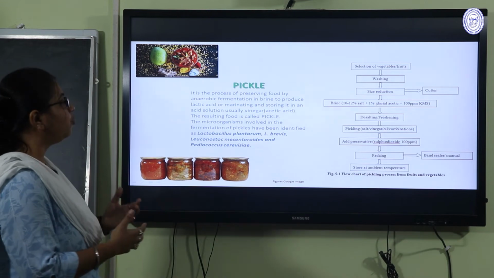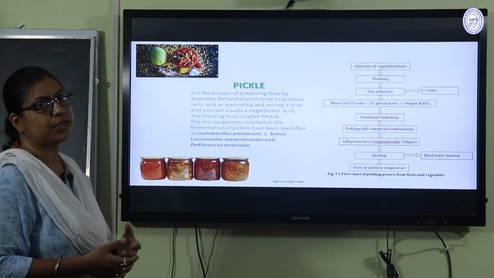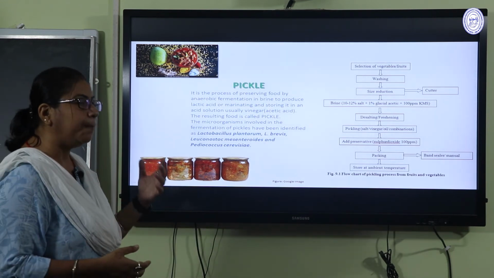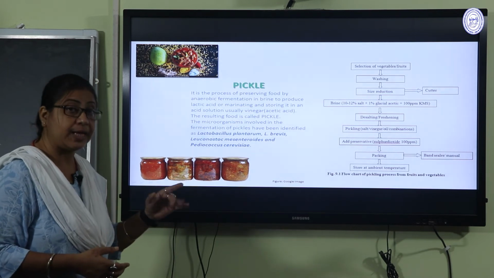So this is the flow chart of the pickling process from fruits and vegetables that we can make at home as well as in the industry.